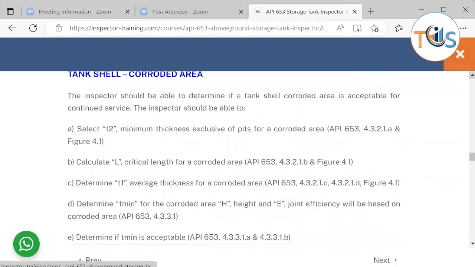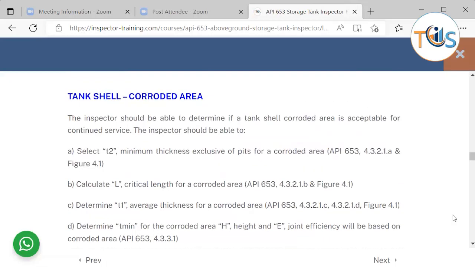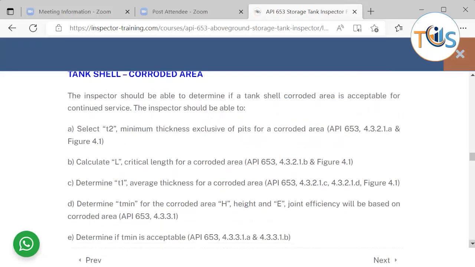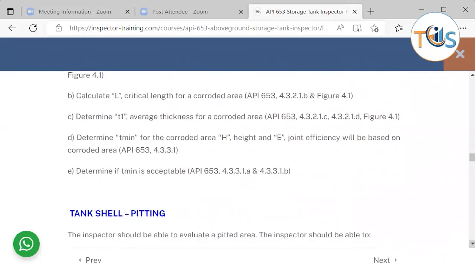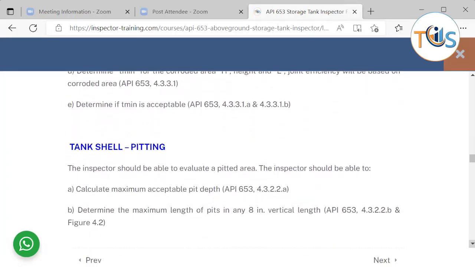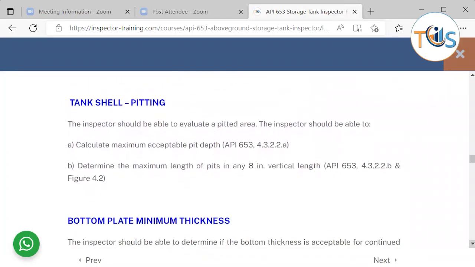And then for the corroded area, you should be able to calculate the critical length, the minimum pitting area and depth, and for that particular one, you can calculate the height and the joint efficiency. Based on height and joint efficiency, you get the minimum available thickness or remaining thickness. This is again about the pitting.